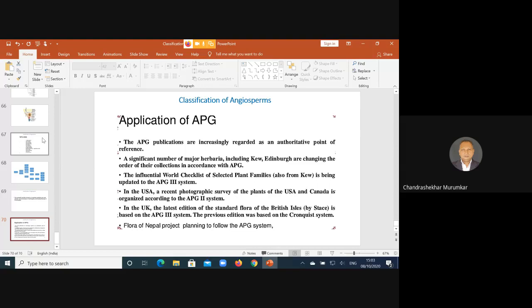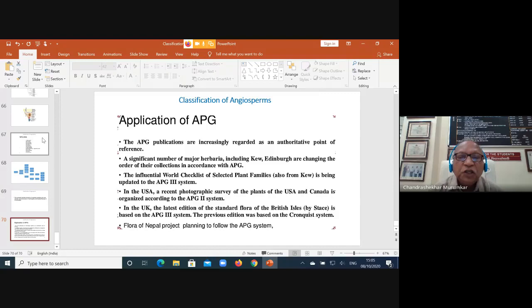The influential World Checklist of Selected Plant Families, also from Kew, is being updated now as per the APG3 system. That is, the whole world in the 21st century now has accepted this APG format. In USA, a recent photographic survey of the plants of USA and Canada is arranged and organized according to the APG2 system of classification. In UK, the latest edition of the standard flora of the British Isles is based on the APG3 system. That is, now each and every botanical organization, botanical university, and botanical research is being arranged as per this pattern. Very interestingly, from 2016 onwards, the Flora of Nepal project has begun, and this also is being arranged and scheduled as per the APG system of classification.